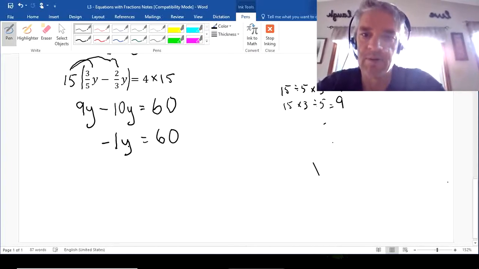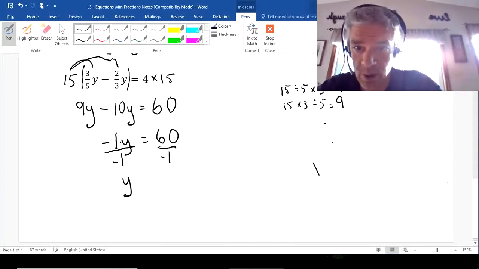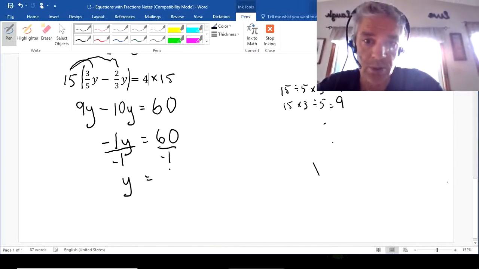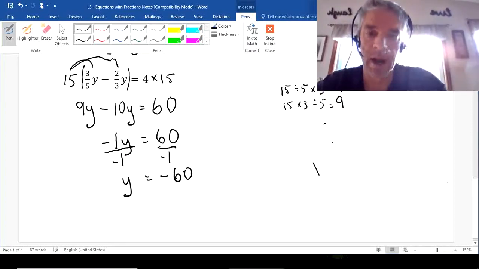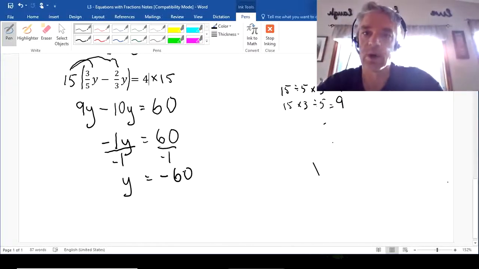I have a number in front of my y. I'm going to divide by that number in front of the y. It's going to be minus 1 divided by minus 1. And so my answer is going to be y, which minus 1 divided by minus 1 is positive 1. So that's y equals minus 60, because 60 divided by minus 1 is minus 60. And we now have the answer to our question.